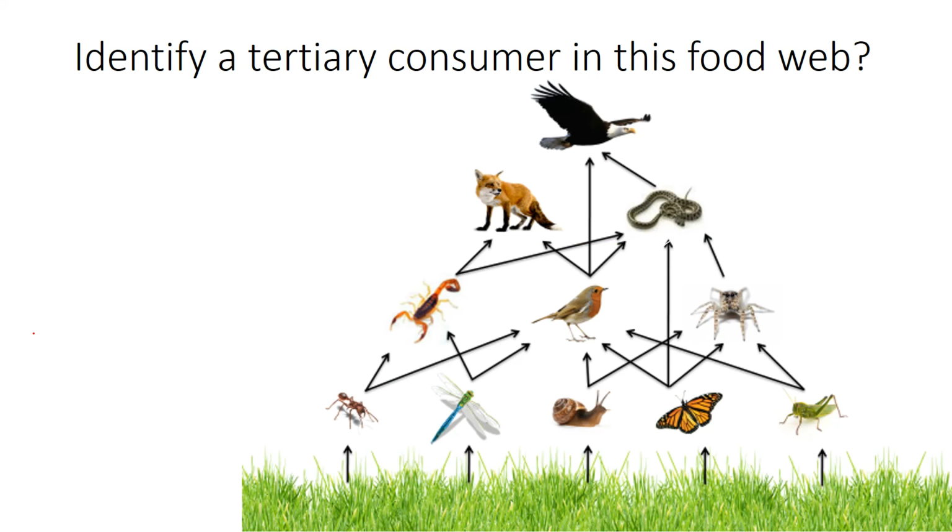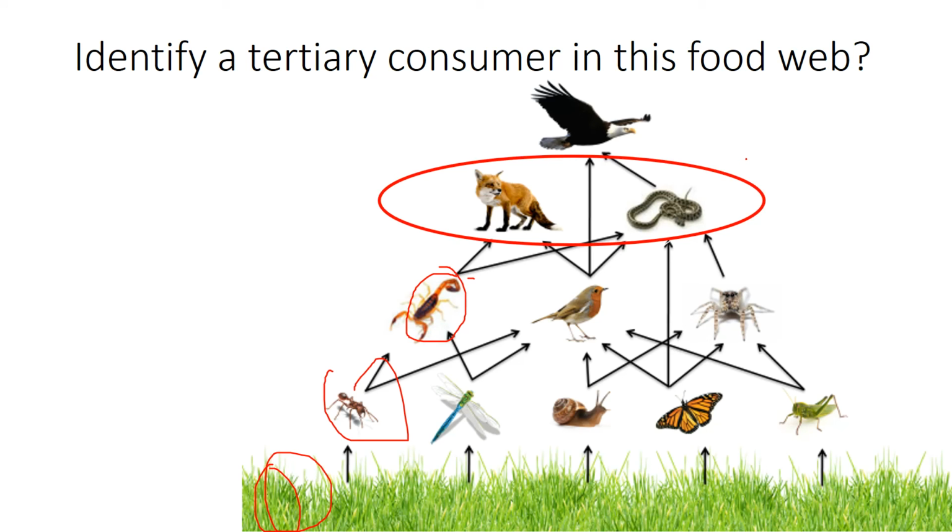So identify a tertiary consumer. We're going to count up. We have our producer right down here, the grass. We have our primary consumers. We have our secondary consumers. And then right up here, that's our tertiary in our food web. So if you picked either the fox or the snake, both of those would be correct.